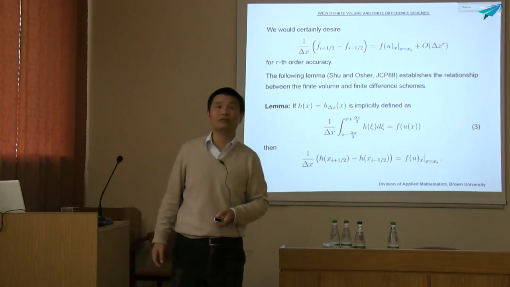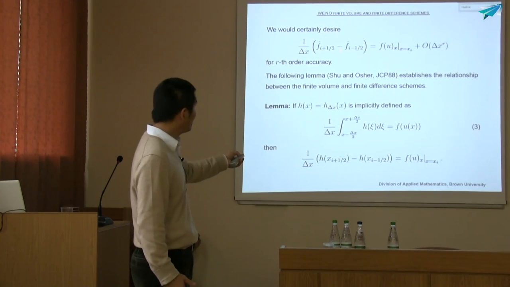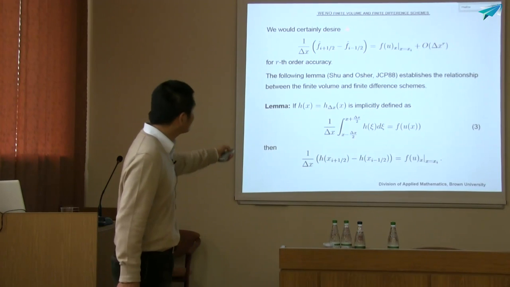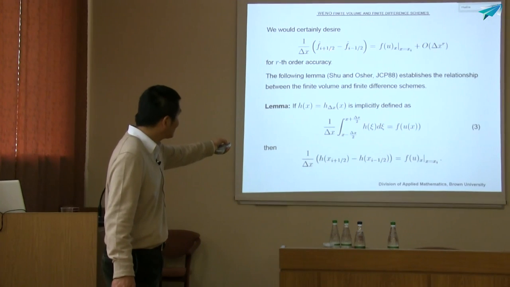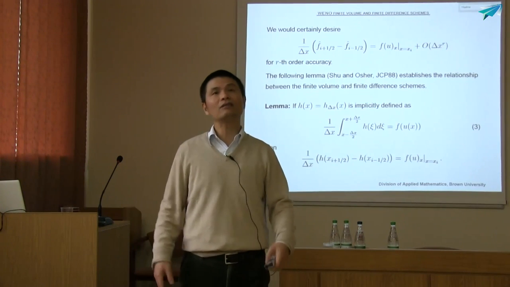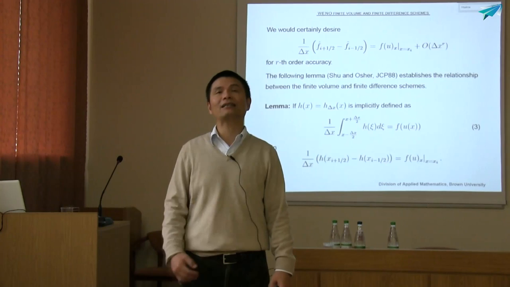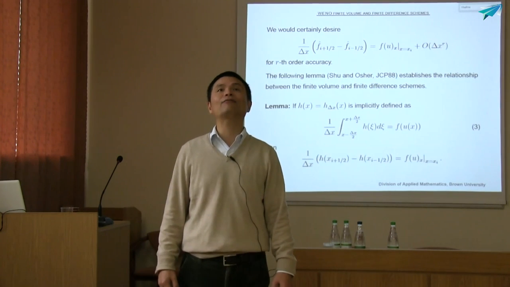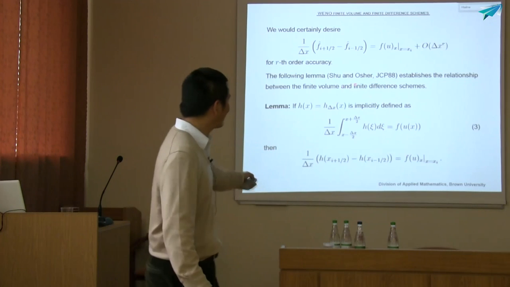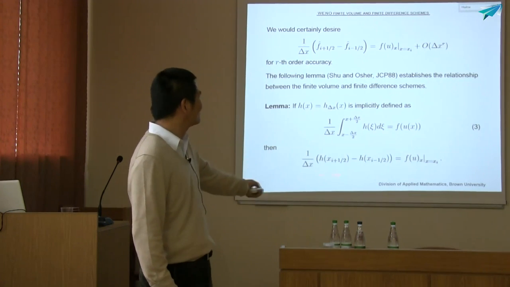So this mysterious function h, if I can find it, then you compare these two equalities, you will immediately see that I should take my numerical flux f hat at i plus half to be h at x_{i+1/2}. If I can take f hat at i plus half to be h at x_{i+1/2}, then I'm done. There's no accuracy issue because I'm infinitely accurate, right? This is an equality.